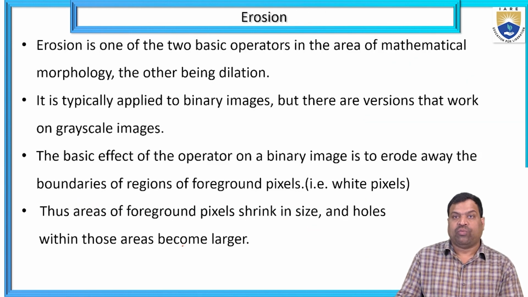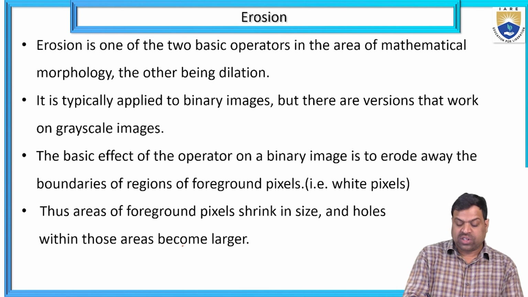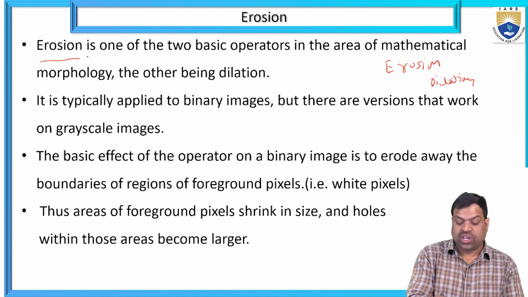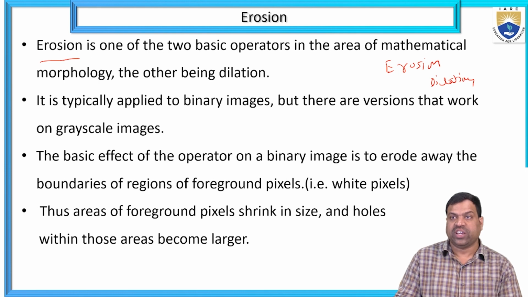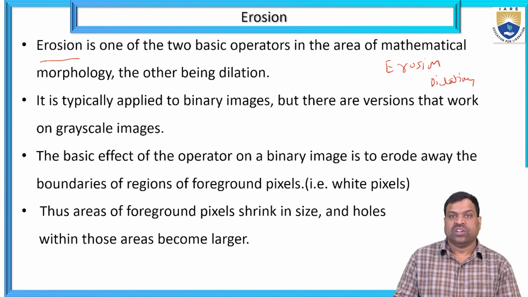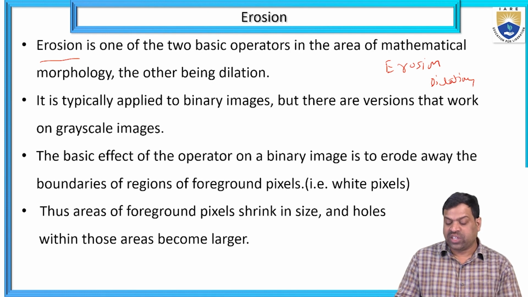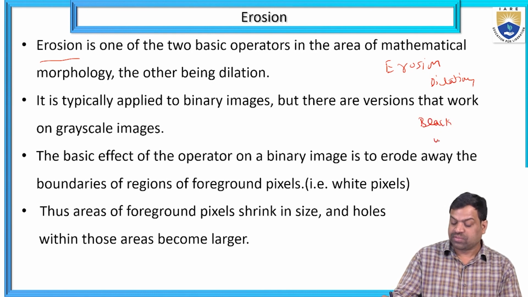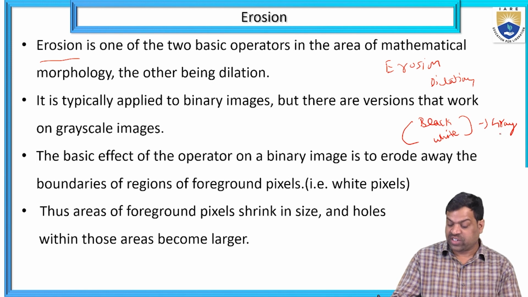Erosion is one of the two basic operators in the area of mathematical morphology, the other being dilation. Both are important. Typically applied to binary images, there are various versions that work on grayscale images. We already know that grayscale means except the color, so black and white. These we are calling gray, and grayscale is nothing but in the form of black or white.